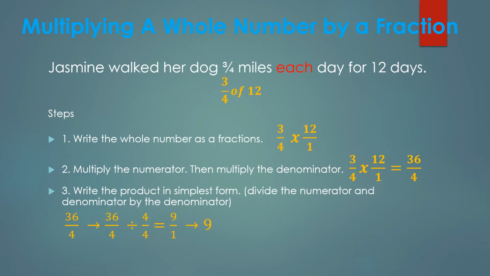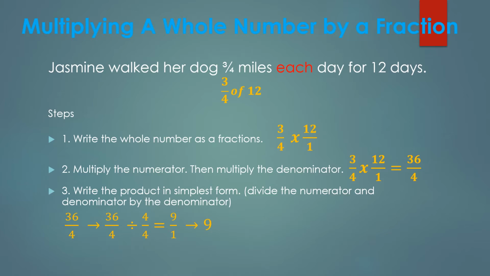Multiplying a whole number by a fraction. Jasmine walked her dog 3/4 miles each day for 12 days. So we want to know how many miles did Jasmine walk her dog in those 12 days. Step 1, write the whole number as a fraction. So we're going to take the word "of" out, put a multiplication sign, and then instead of just having 12, we're going to have 12 over 1. So that's 3/4 times 12 over 1.